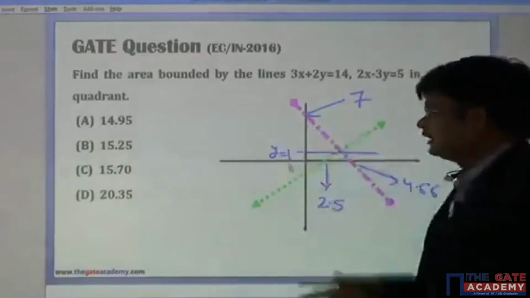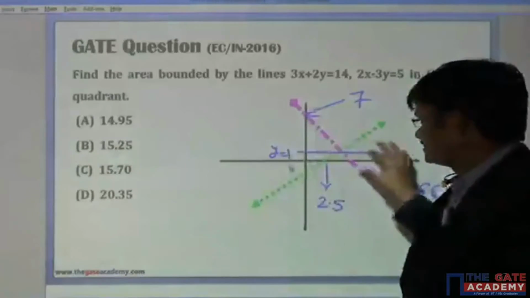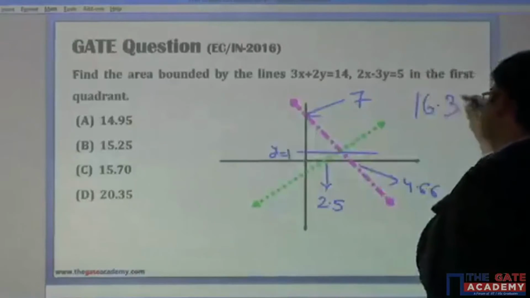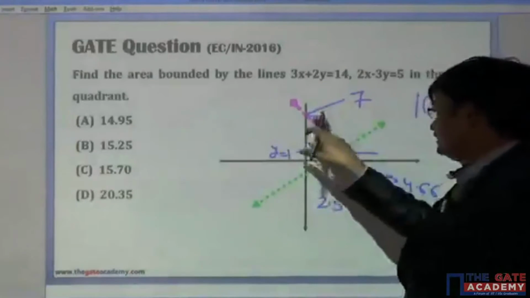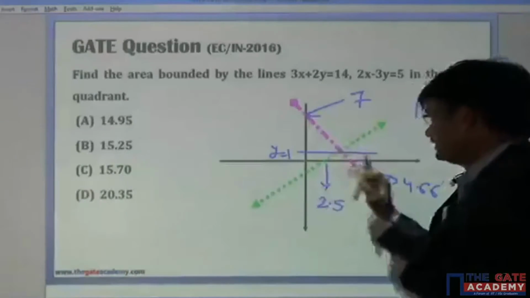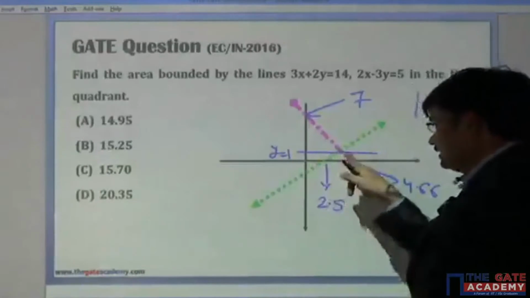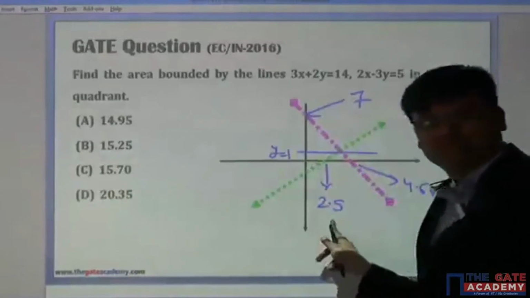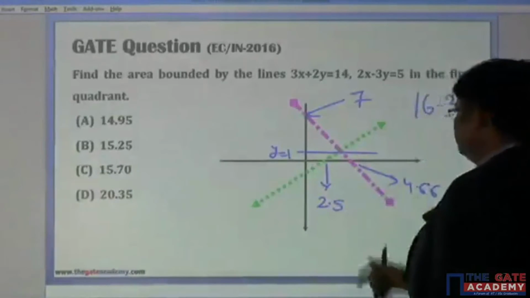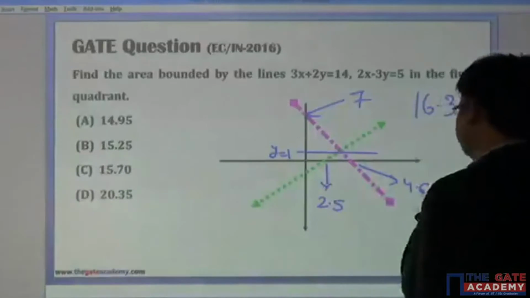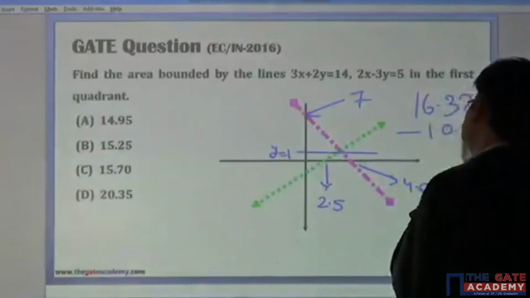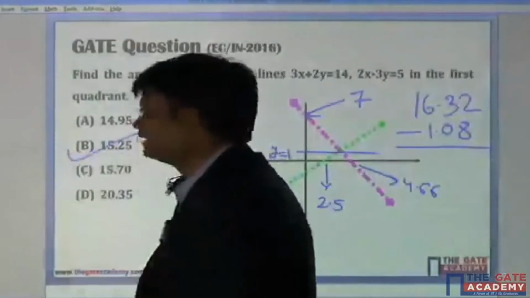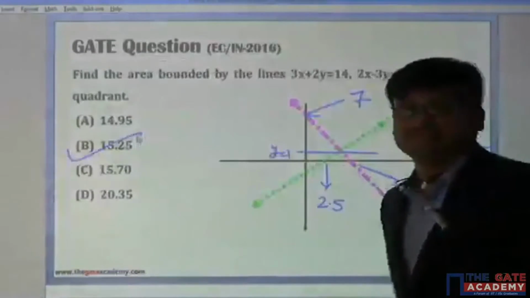Okay, so what I'll do now, it is clear that this particular part is, from the 16 point, I think it will be 16.32, this bigger triangle area, minus this smaller triangle area. So how do we find this smaller triangle area? The height is 1 and this base is 4.66 minus 2.5. So it will be around 1.08. So minus 1.08. If you subtract, you will get the answer as B. So your answer here is 15.25.